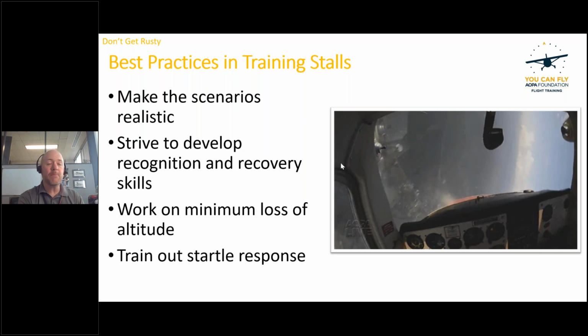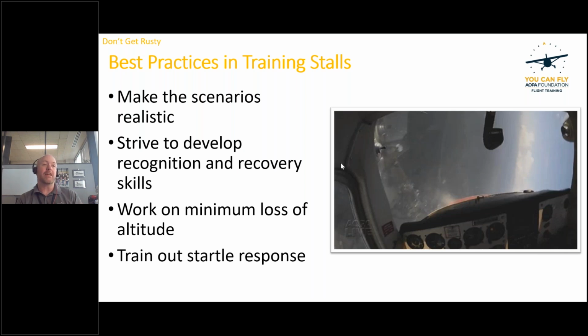Also work on minimum loss of altitude, because when is it most critical that we deal with these stalls? It's when we're at low altitude. And so you always want to work on that. How do I minimize loss of altitude? And I'll talk about that as we go through each of these as well.